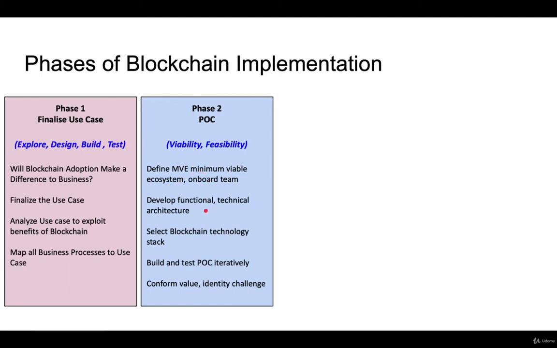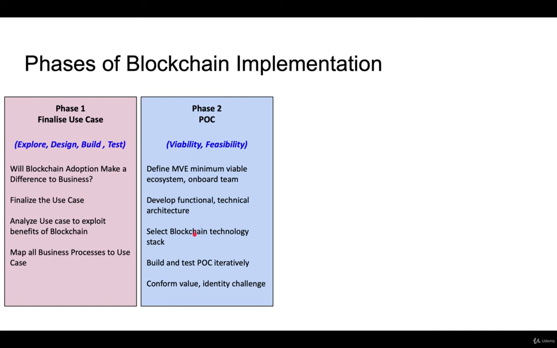Then we develop the functional and the technical architecture of this blockchain. How many peers? What is the data in each block? How many transactions in each block? How many blocks can we store? So here we would also be selecting the type of blockchain. Yes, we have already spoken about that earlier. So the type of blockchain, public, private, and so on.